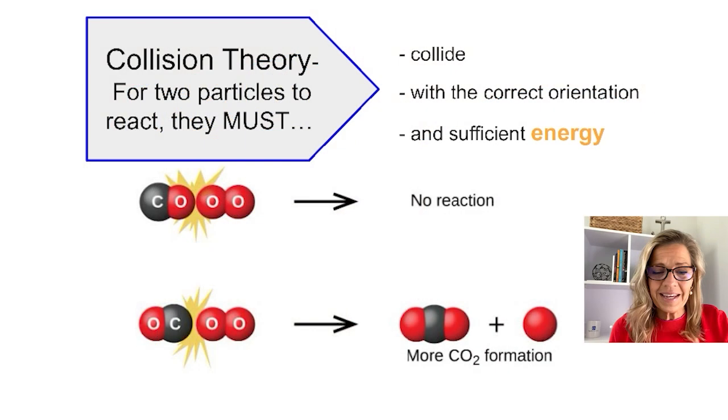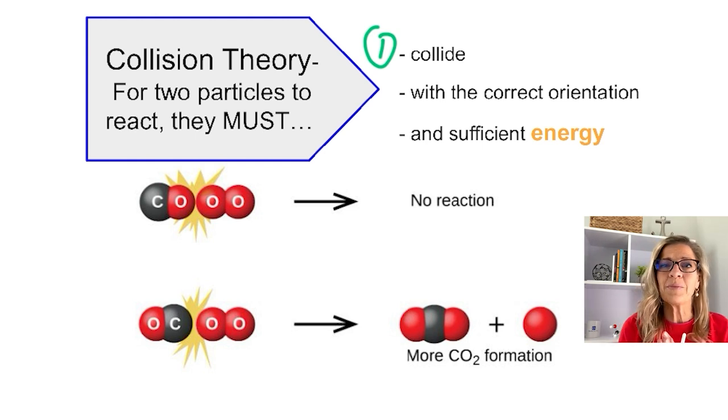There are three things in the collision theory that you need to memorize. One of them is that for particles to react, they must collide. And I know that's intuitively obvious, but we think about particles three-dimensionally when we talk about collisions. And normally we look at reactions written on paper and we forget that they're actual particles that have to bump into each other to react.